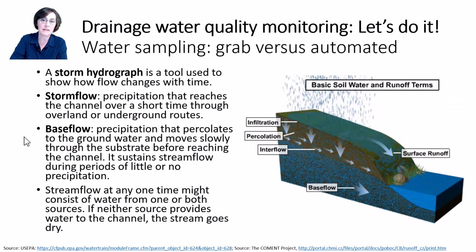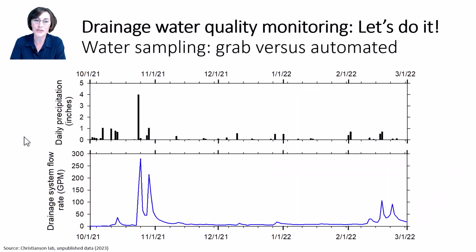Storm flow is precipitation that reaches the channel or outflow point quickly, whereas base flow takes a longer time to get to the stream or outlet and flows more consistently. This illustration shows storm and base flows for a stream, but we have these same concepts for tile drainage.